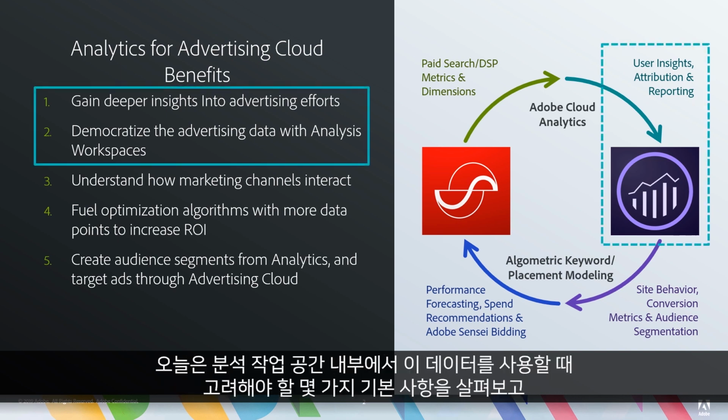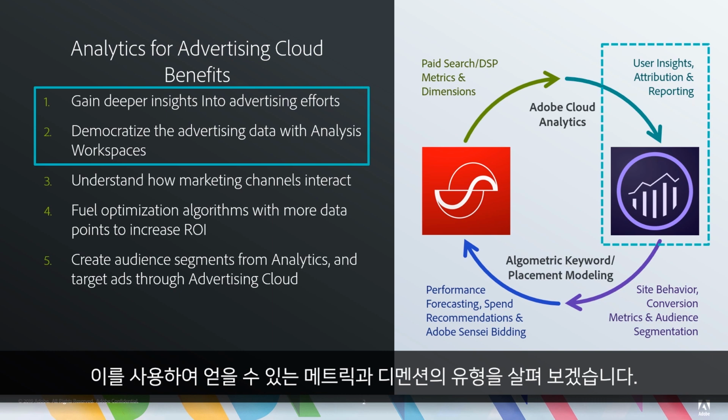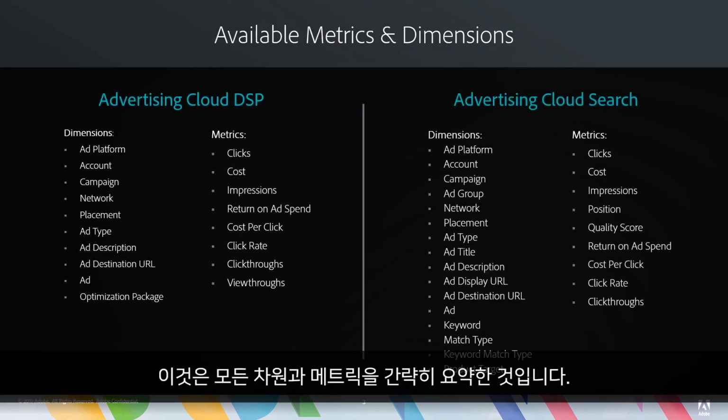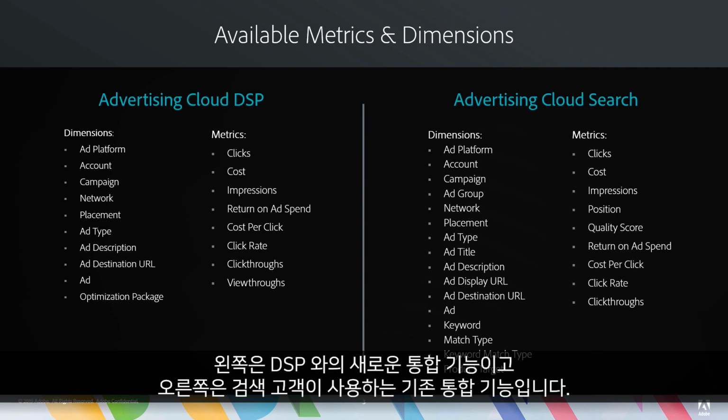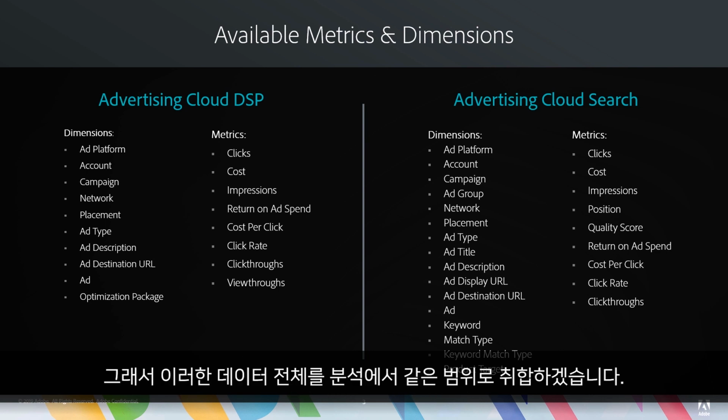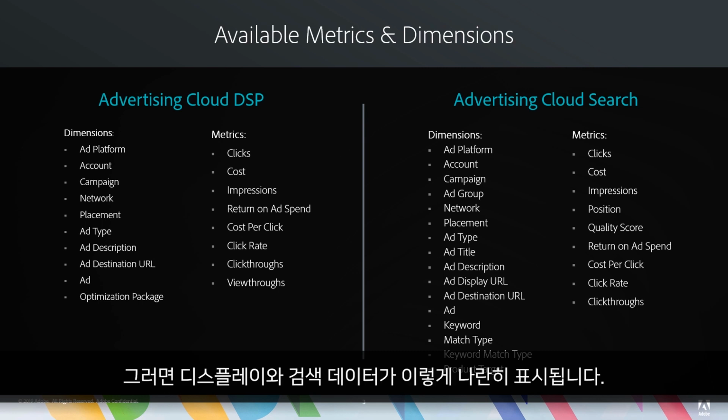So today we're going to take a look at some of the basics here using this data inside of Analysis Workspace and what sort of metrics and dimensions we get with this. Here's a quick list of all the dimensions and metrics. On the left hand here, we have the new integration with the DSP. And on the right hand, we have the previously existing integration that our search customers use. You'll notice a lot of these are the same dimensions, like ad platform account and so on. So we'll actually bring all this data together into the same dimensions in Analytics so you can see your display and your search data side by side.